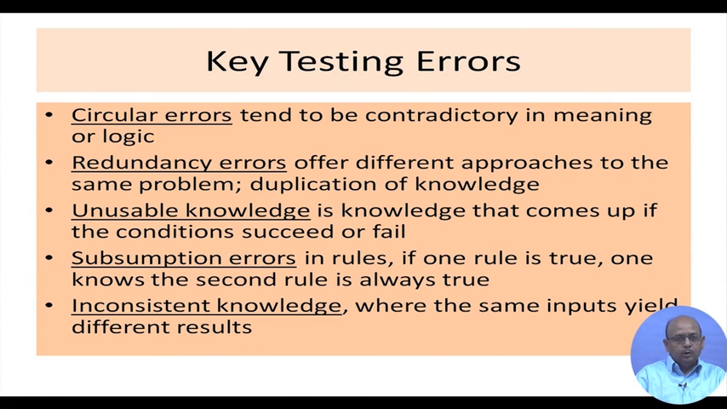So, you need to ensure that only that knowledge content is available which is of relevance and value to the people. And then you also need to identify unusable knowledge. Unusable knowledge is knowledge that comes up if the conditions succeed or fail. So, you need to identify that knowledge which is not being used by the people. Because if the knowledge is not being used by people, then there is no question of having success or failure.